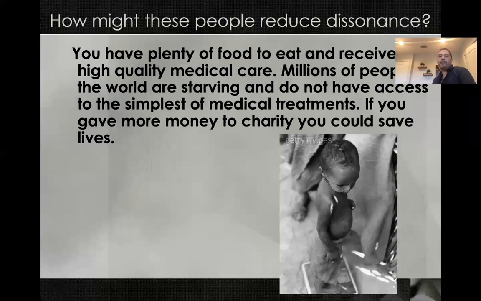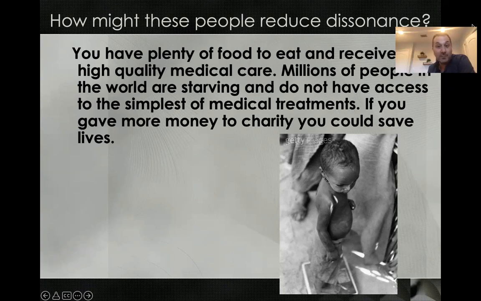What about this one? You have plenty of food to eat and receive high quality medical care. Millions of people in the world are starving and don't have access to the simplest of medical treatments. If you gave more money to charity, you could save lives. Okay, well, first off, let's identify what the attitude and the behavior is. In this case, the attitude is something like we think of ourselves as good people, as people who care about others. We have empathy and concern about other people, and yet our inaction has led other people to be harmed, right? If you accept this premise.